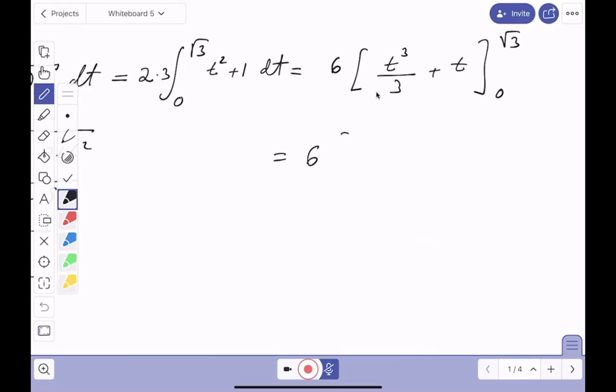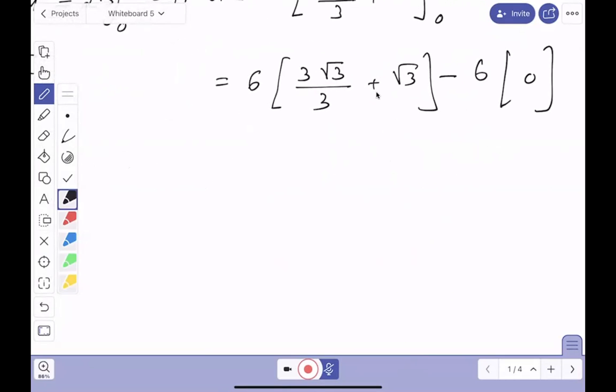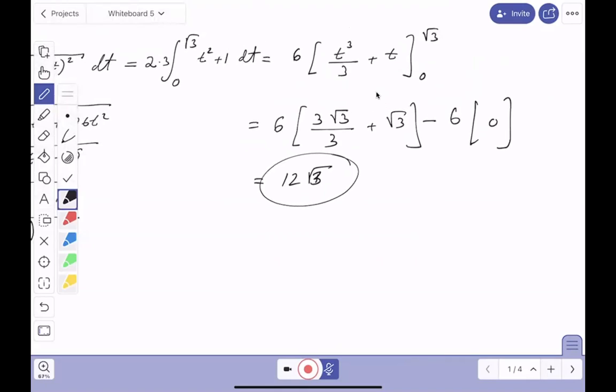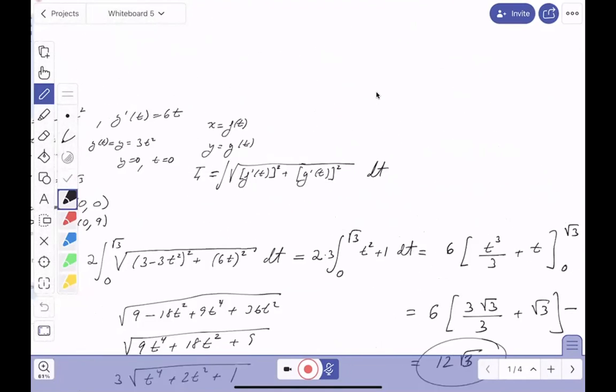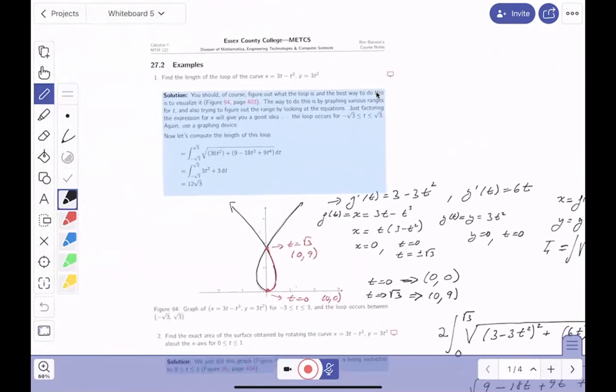It's going to be 6 times 3 root 3, I'm cubing the square root of 3, by the way, over 3, plus root 3. And the lower limit evaluates to 0, but I'll write that down anyway. So what do you get over here? You get 12 root 3s. Now, barring any errors, I think I got it right, but always thinking is not a good thing. We want to verify. Yep, 12 root 3s. We did okay.